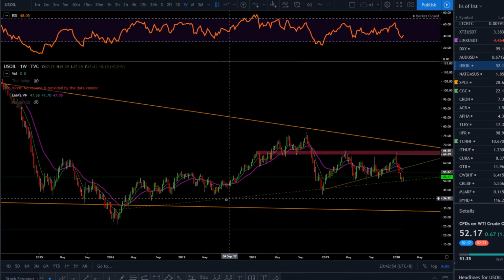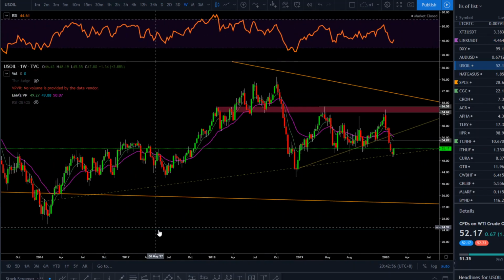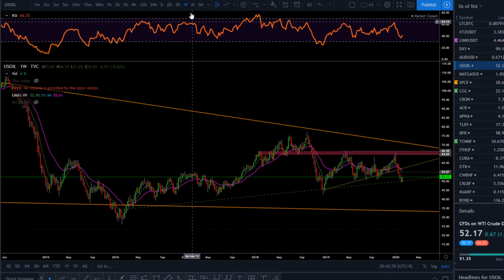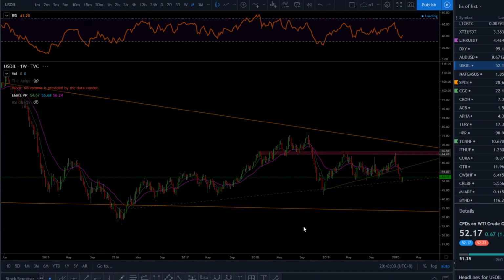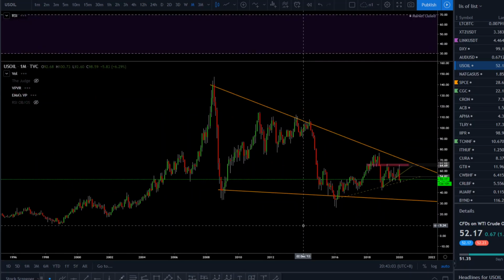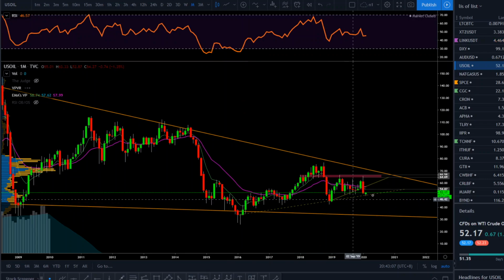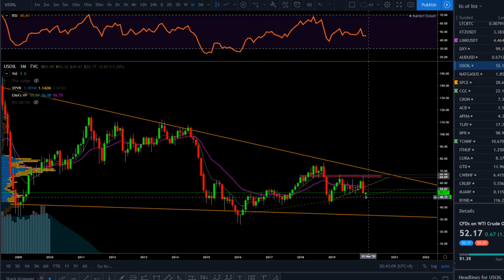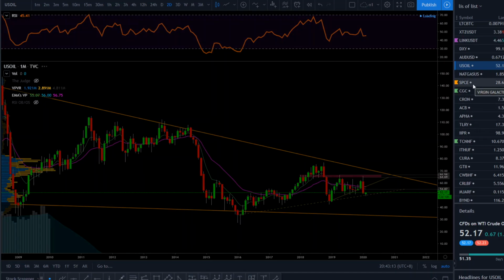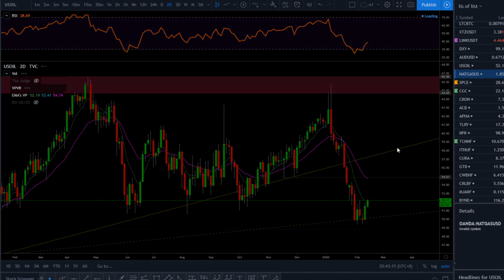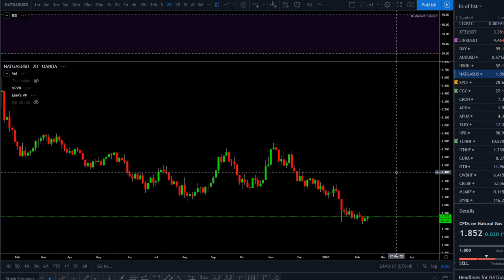I was talking about this, I think it's a monthly trend line. So this monthly trend line is over here, acting as support right now. But yeah, oil just got smashed.